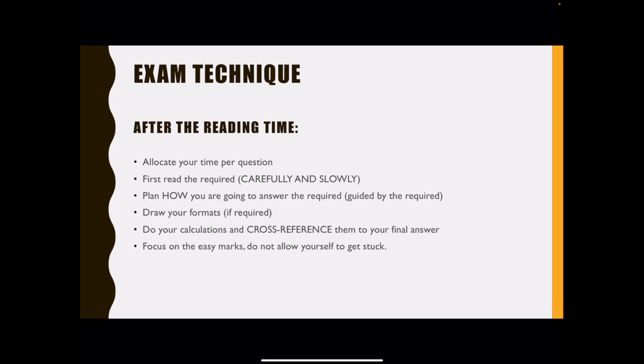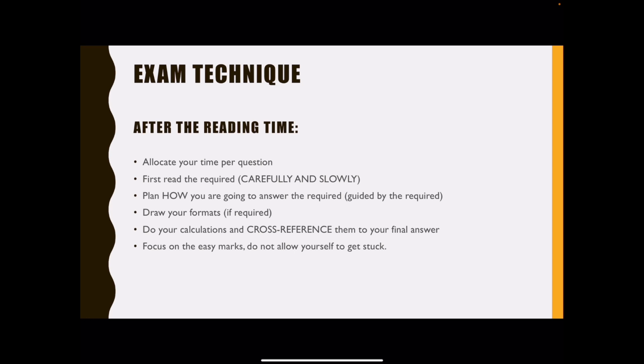So in question B, they asked you to do the statement of changes in equity, the NCI column alone. So before you start to do the calculations for that, you should have gone and drawn the statement of changes in equity with the NCI column. Then you should go into your calculations and cross-reference them to your final answer.